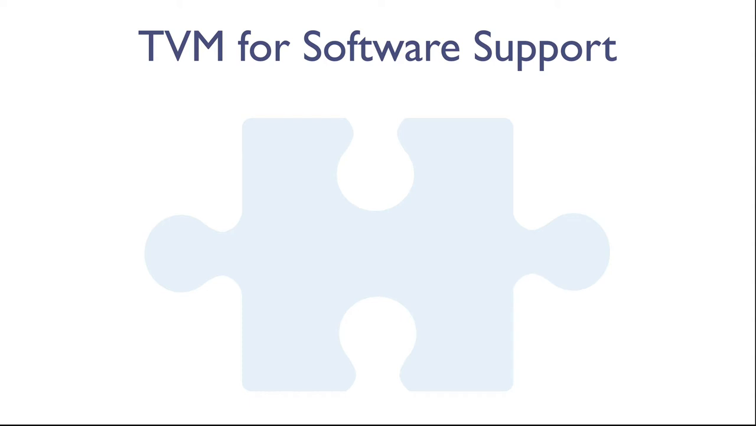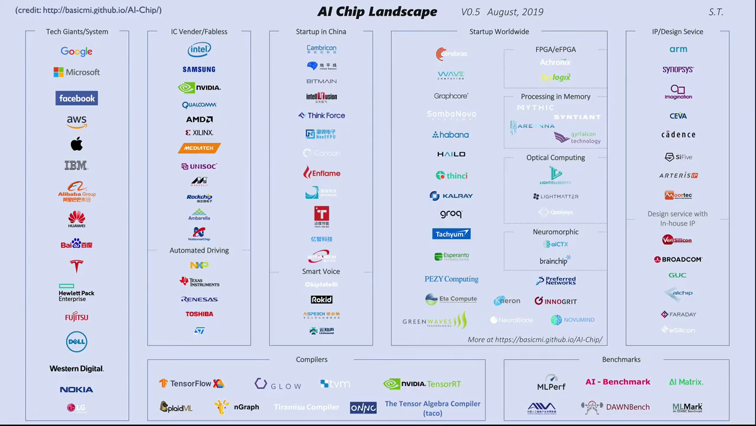Okay, finally, the third use case, TVM for software support. There has been an explosion of companies that are building AI hardware, and a very significant challenge they are faced with is building a software stack that would allow machine learning practitioners to use their hardware for inference or training.